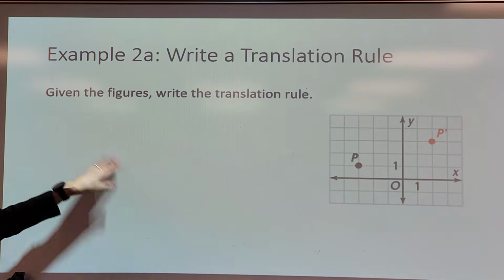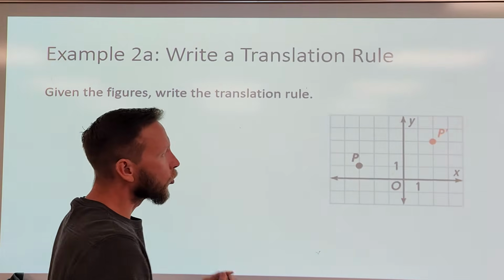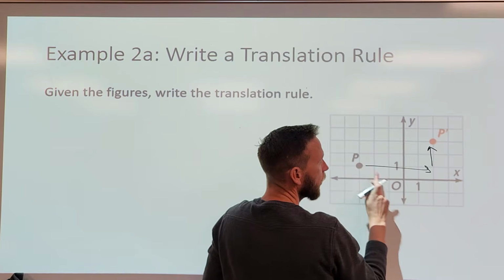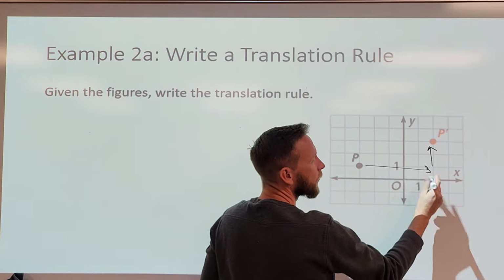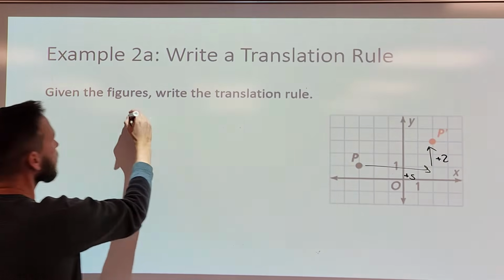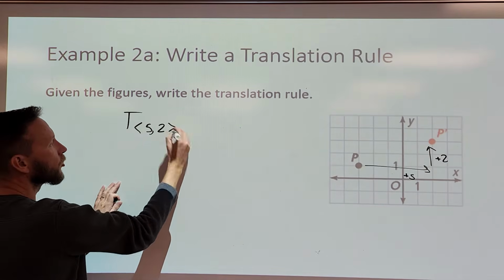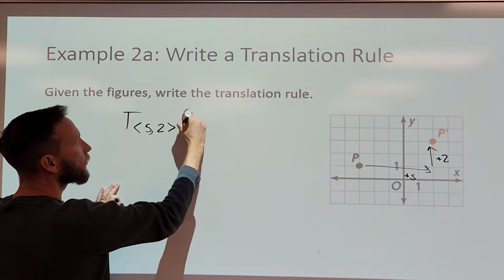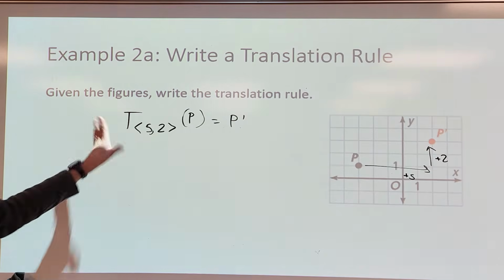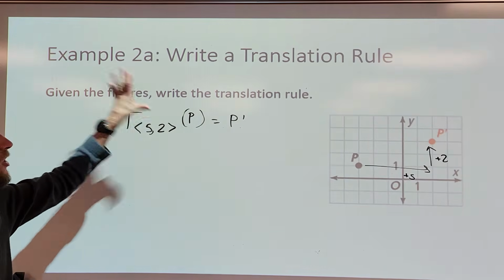Example 2a, given the figure, write the rule. Here we have the pre-image and the image. So what has happened? This has moved forward and it has moved up. It's moved forward 1, 2, 3, 4, 5 spaces. It has moved up 2 spaces. So we are going to say that we are translating forward 5, so a +5, up 2, so a +2 of point P gives us point P prime. This is the way that we are going to write these sentences that describe our translation rule.